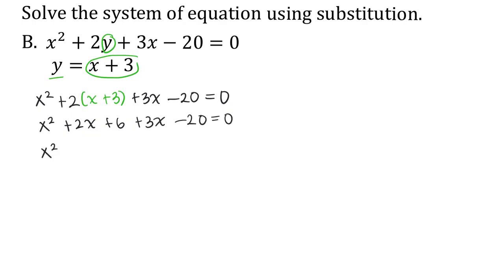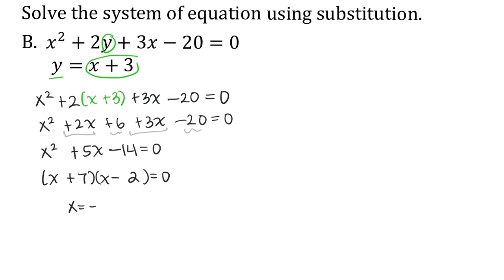Okay, it looks like we have like terms here. We have 2x and 3x. So 5x, and then we have 6 minus 20, which is negative 14, equals 0. Now this is quadratic. If I can factor this, that would be great. Okay, to get negative 14, I'm thinking it's 7 and 2. The question is which one's positive, which one's negative. For it to add up to positive 5, I need a positive 7 and a negative 2. If I solve, I get x equals negative 7. I'm going to get x equals 2.